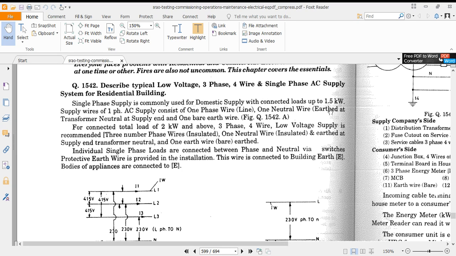So single phase supply is commonly used for domestic applications. I was talking about 3 kilowatt. How is this 3 kilowatt made up? 1 kilowatt is for the electric iron. Another 1.5 kilowatt is for geysers, electric heaters, water heaters. And another 0.5 kilowatt is for washing machines and other equipment. This is the typical household load we can see across India.